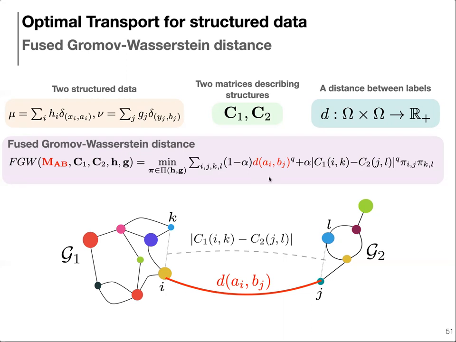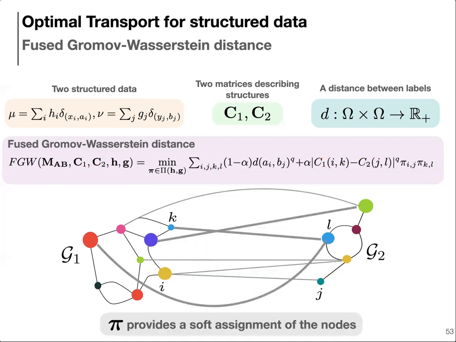So what we have shown is that if we set alpha to zero, then we recover exactly the Wasserstein distance. And if we set alpha to one, then we recover simply the Gromov-Wasserstein distance. So this fused Gromov-Wasserstein distance is a kind of generalization where you interpolate between the two distances. And once you solve this problem, you recover an assignment matrix, the P matrix that I discussed before. This P matrix basically links all the vertices of the two graphs together in a meaningful fashion.